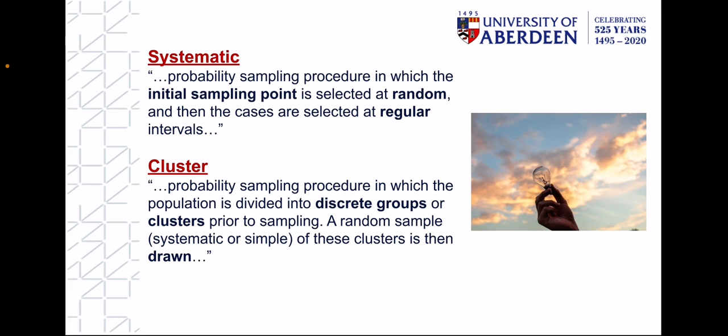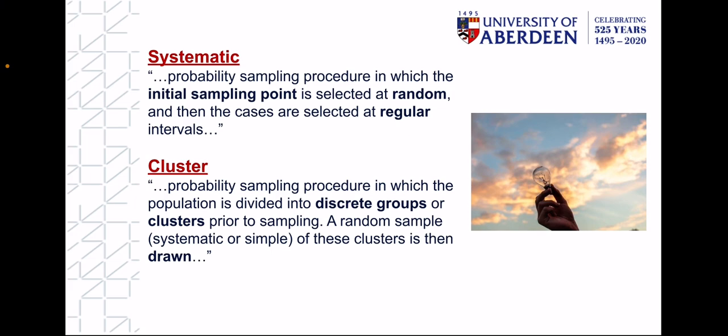So cluster sampling is a probability sampling procedure in which your population is divided into discrete groups, called clusters, and a random sample of these clusters is then drawn, whereby you are able to identify the key samples you want to choose. So I think that's it for the probability sampling techniques.